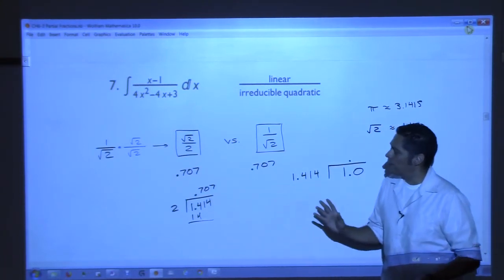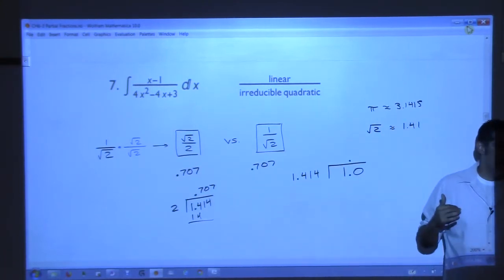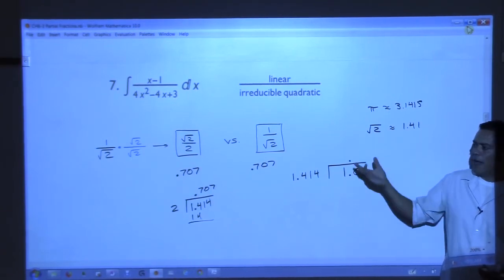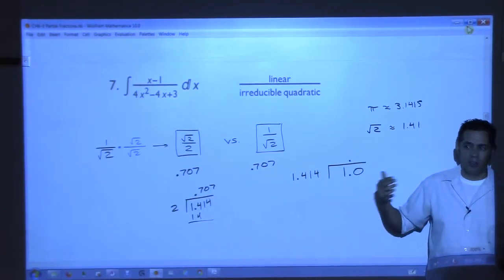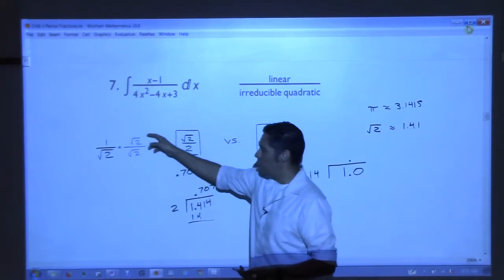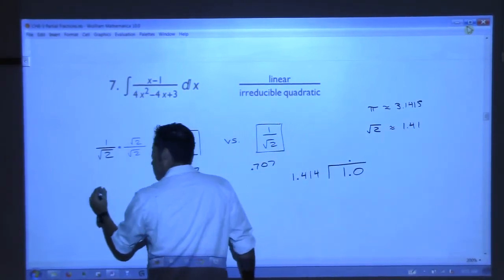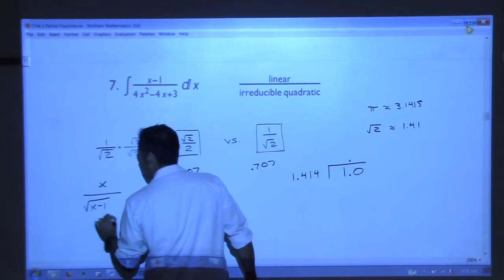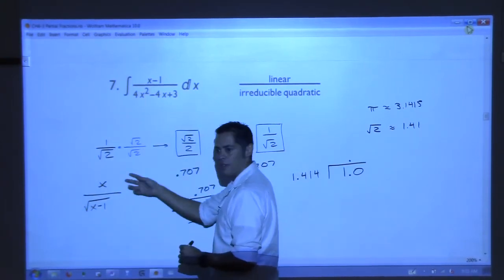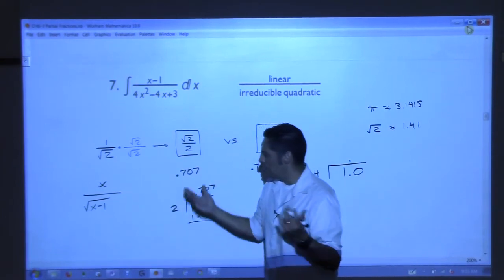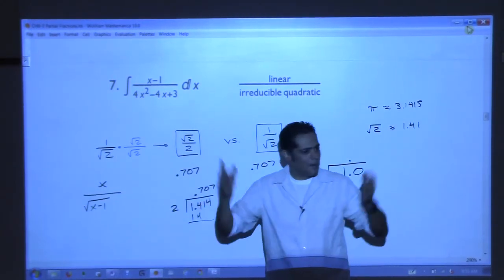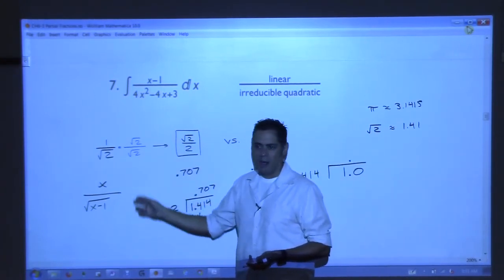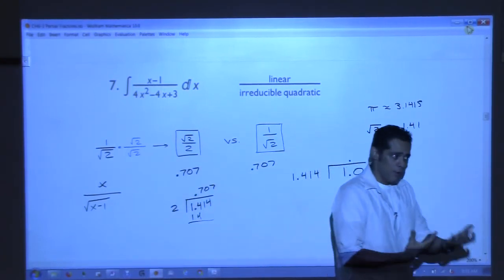Now, let me say this. Rationalizing denominators is important. It's important because if these are algebraic expressions with variables, you have to know that you can do this. Like, if this was something like x over root x minus 1, and you wanted to rationalize this, because maybe you needed to take the derivative and you didn't want a root down there, you need to know that you can multiply by root x minus 1 on top and bottom. So the actual skill is important.